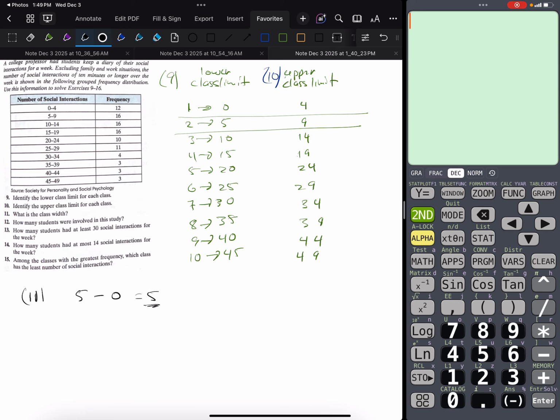Okay, how many students were involved in this study? And you would think that'd be a hard number to figure out, because we're not told anything about individual students. But we are told how many students were between 0 and 4, and then how many students were between 10 and 14, and all the rest of them. So all we really have to do is sum all of the frequency data, and that will give us the total number of data values, in this case students, that are in this bin frequency distribution.